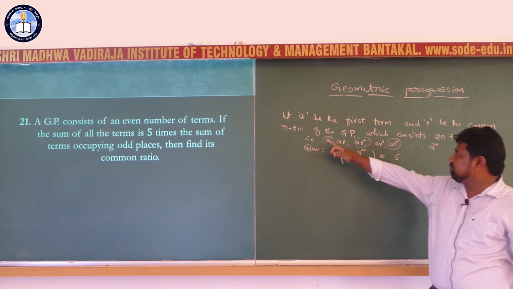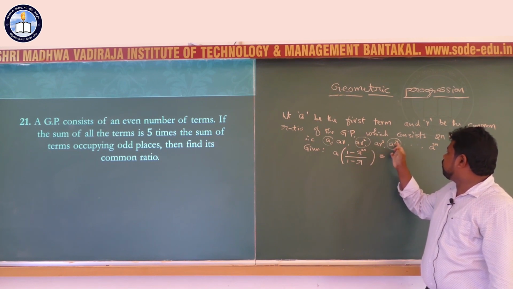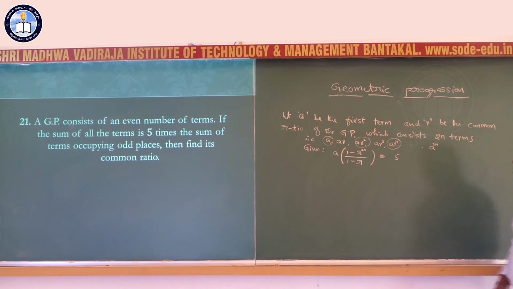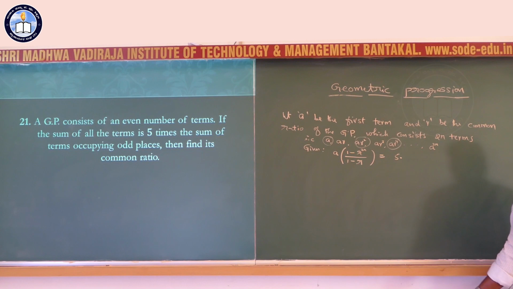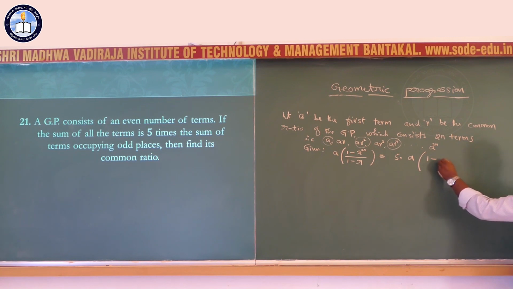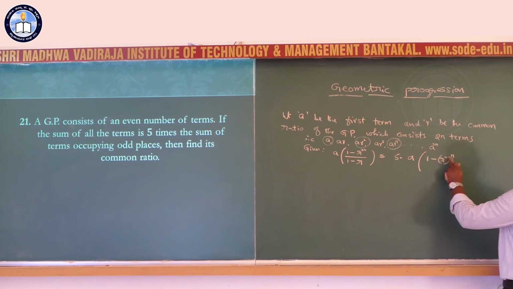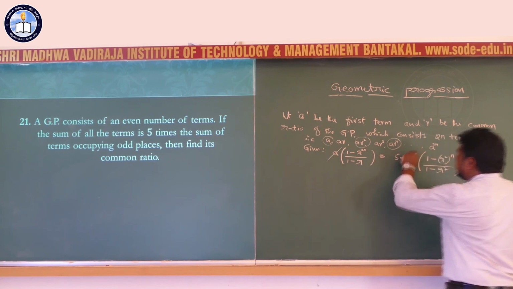Here first term a, common ratio: ar square by a, ar power 4 by ar square, therefore common ratio r square. That is equal to 5 into a times 1 minus r square power n. Here total number of terms is 2n. In the odd places there are only n terms, therefore 1 minus r square power n divided by 1 minus r square. That implies a cancels.